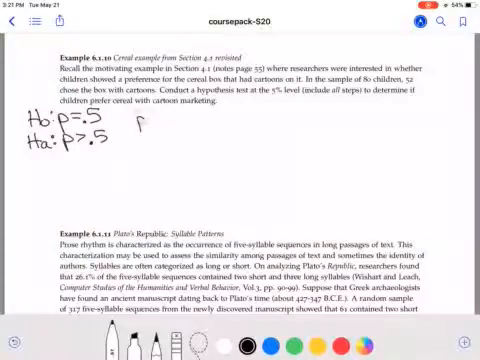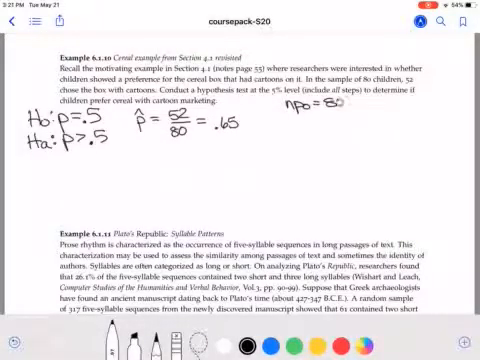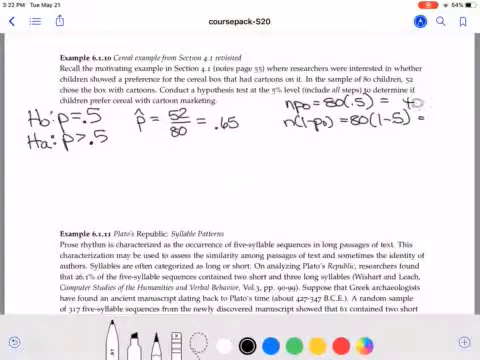Our p-hat value, with taking 52 out of 80, is 0.65. Also checking our conditions, n times p0 would be 80 times 0.5. n times 1 minus p0 would be 80 times 1 minus 0.5. These are both 40, and so greater than or equal to 10 for both of them, our conditions check out. And we can use the normal distribution inference instead of having to do a randomization test if we want.